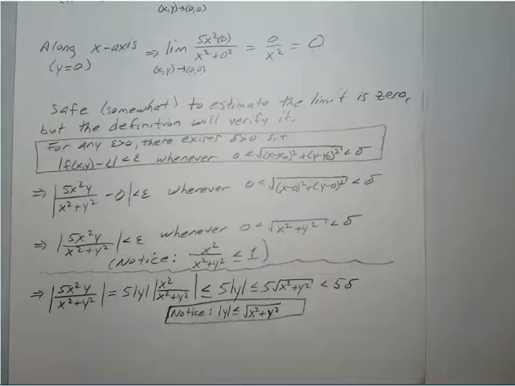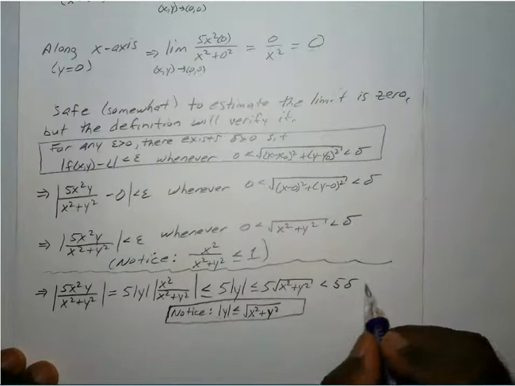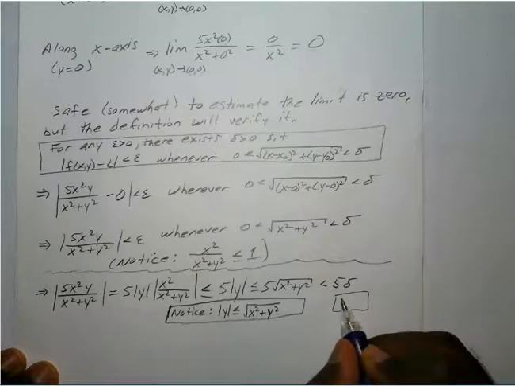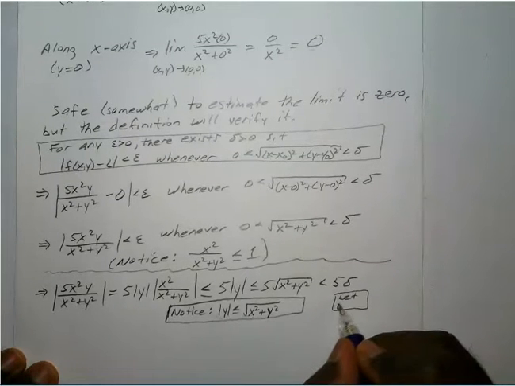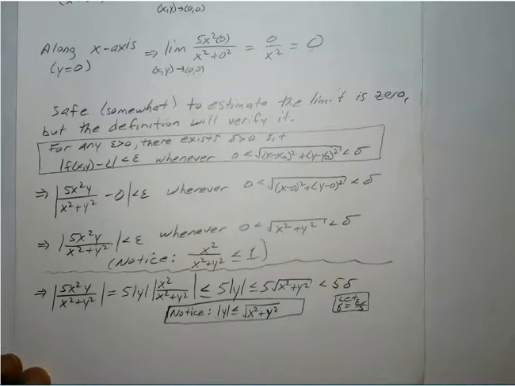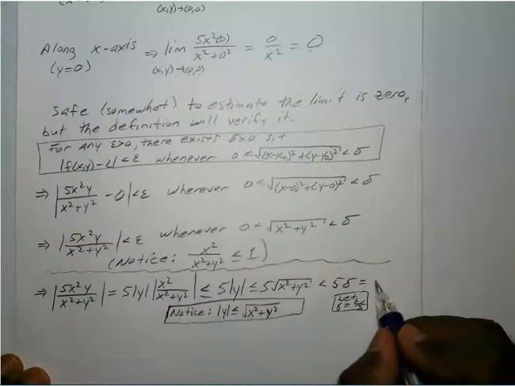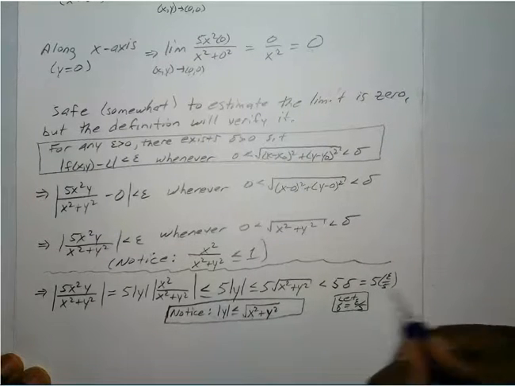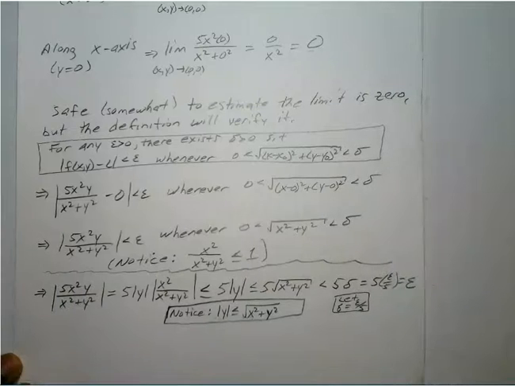Okay, now what do we do from there? Well, what if we get rid of that 5 by letting delta equal epsilon over 5? Okay, so if we let delta equal epsilon over 5, then that's going to equal 5 times epsilon over 5. When those two cancel out, that's just going to equal epsilon.